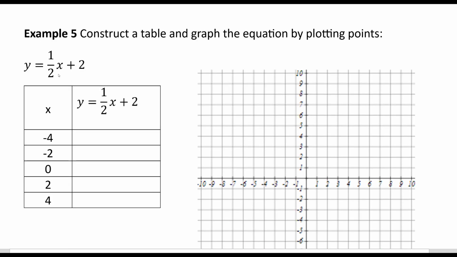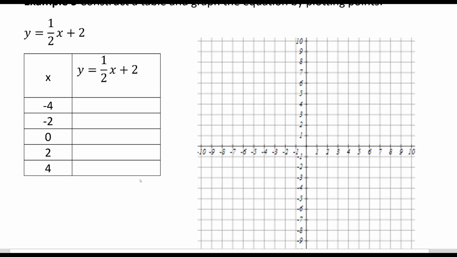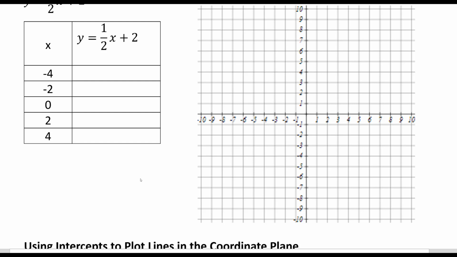So notice here we have y equals 1/2 x plus 2. Since it's 1/2 x, I chose even numbers for x, so I wouldn't have to have decimals in there. Let's put -4 in there. 1/2 times -4 plus 2 is -2 plus 2, which is 0. So -4 comma 0, right about there.